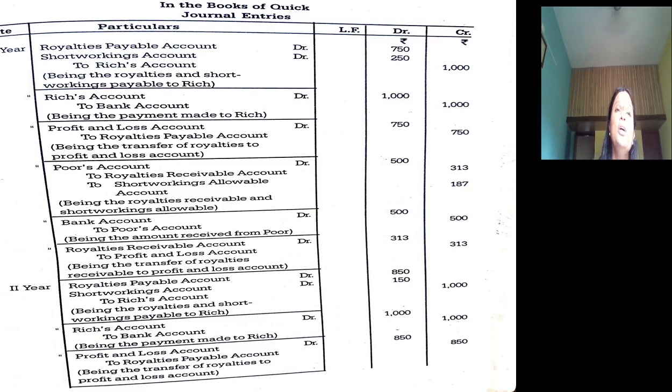I taught you journal entries of the main lease separately, and after completing journal entries in the books of Quick with regard to the main lease, I concentrated on how to pass entries in the books of Quick in the capacity of sublessor. That's all. We'll see how to prepare accounts in the next session. Till then, take care. Thank you.